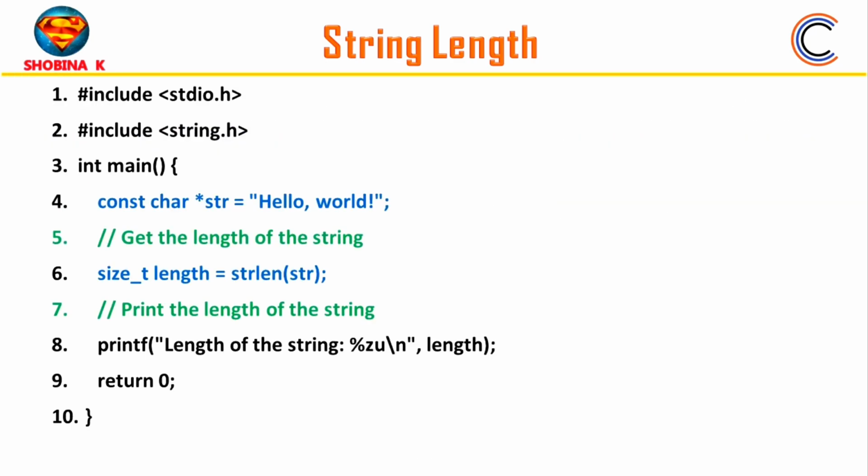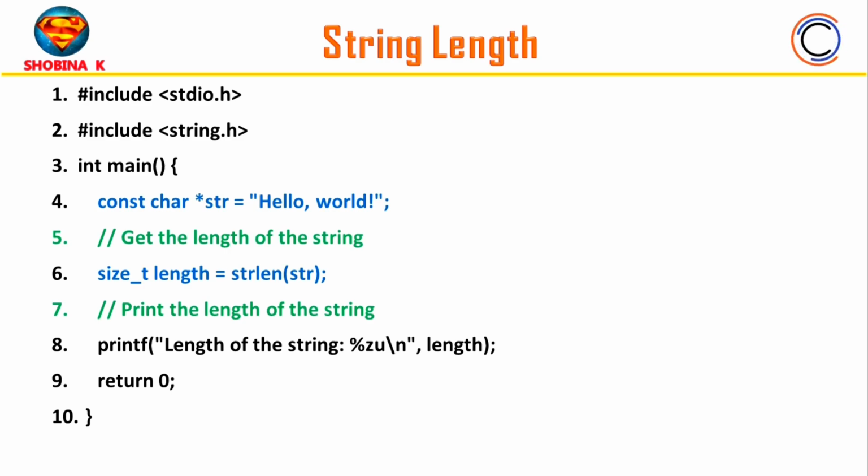Let's see an example. #include <stdio.h> includes the standard input-output header file for functions like printf. #include <string.h> includes the string manipulation header file for functions like strlen. int main defines the main function, which is the entry point of the program. And then we declared a pointer str to a constant character array containing the string "hello world".